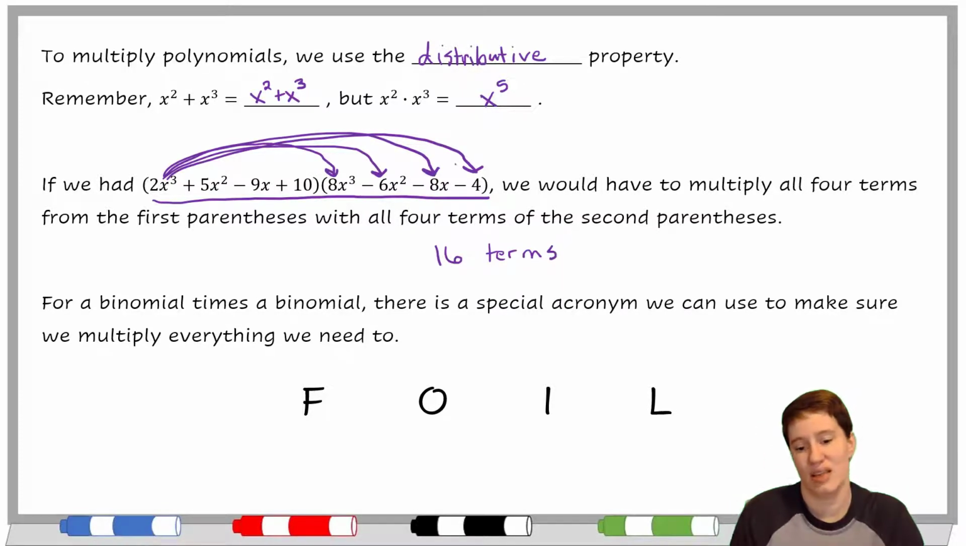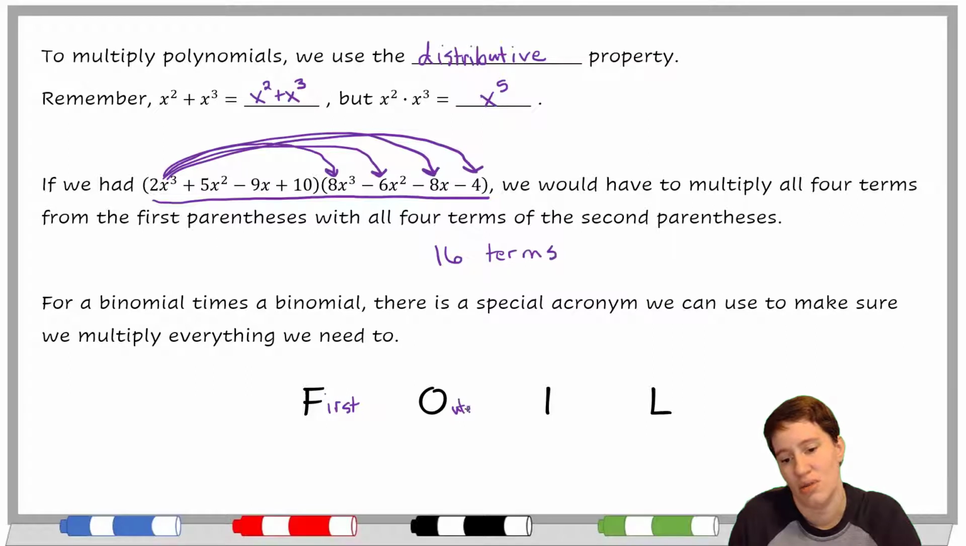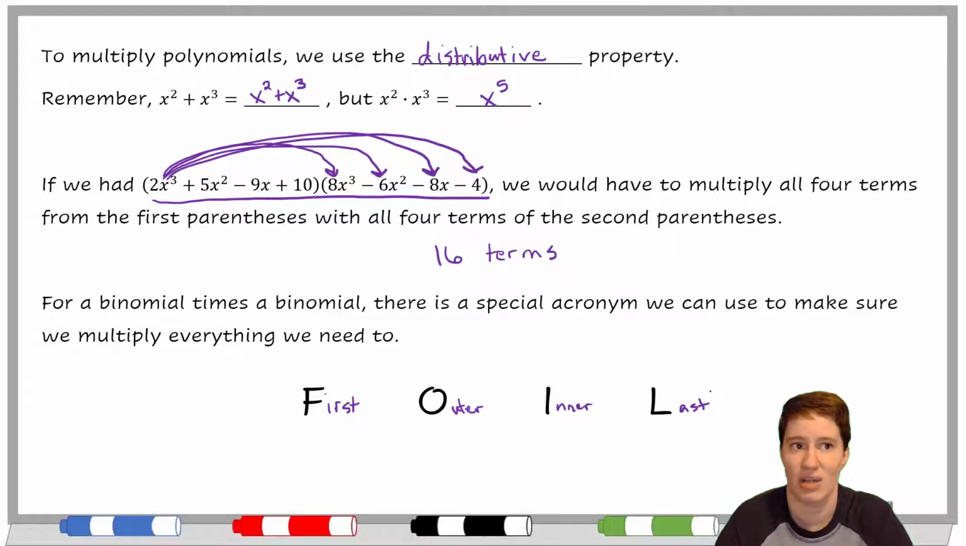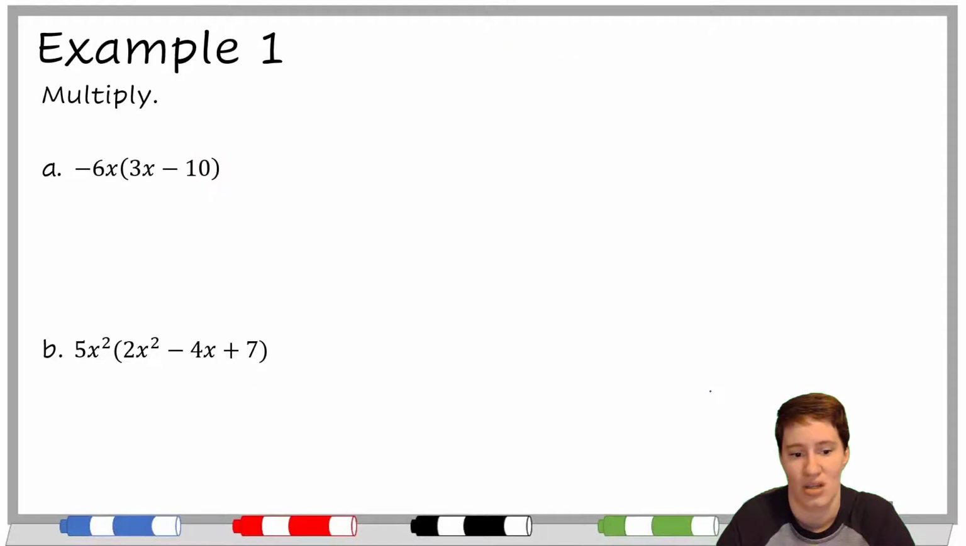So this stands for what terms we're multiplying together, and we will do some problems where we FOIL, and I'll make sure to explain. But the acronym itself is first, outer, inner, and last. It's just a way for us to keep track and make sure that we've multiplied together everything that we're supposed to. Let's do some examples. We're going to start off easy and progress to harder here, just like normal. That's how we do things in math most of the time.